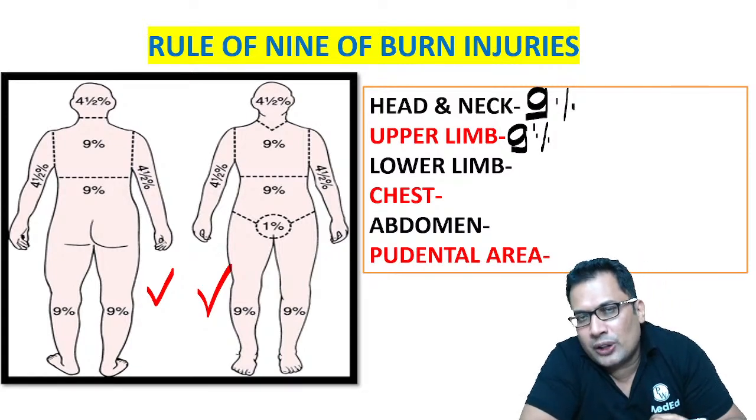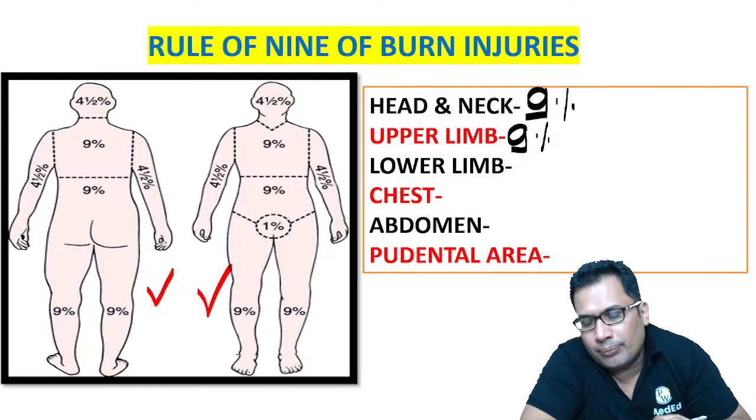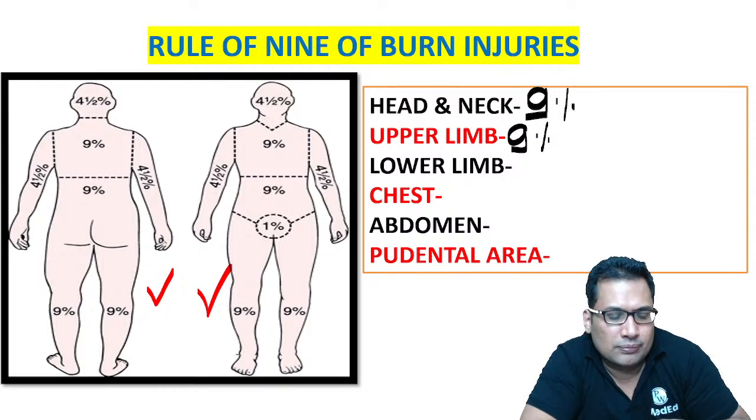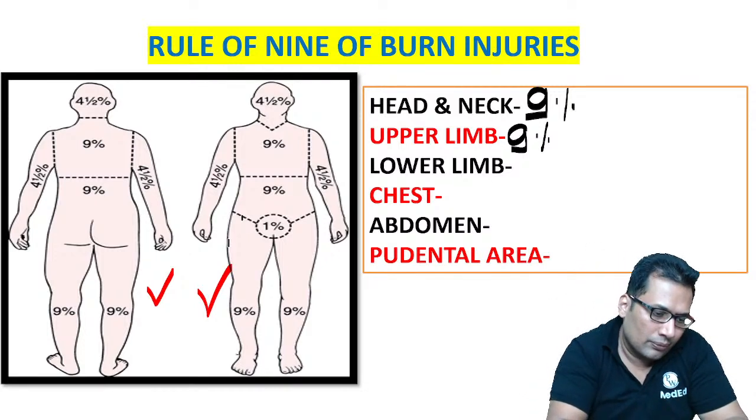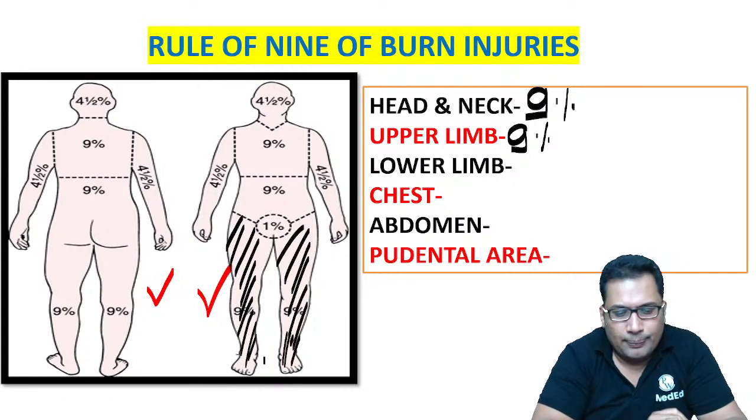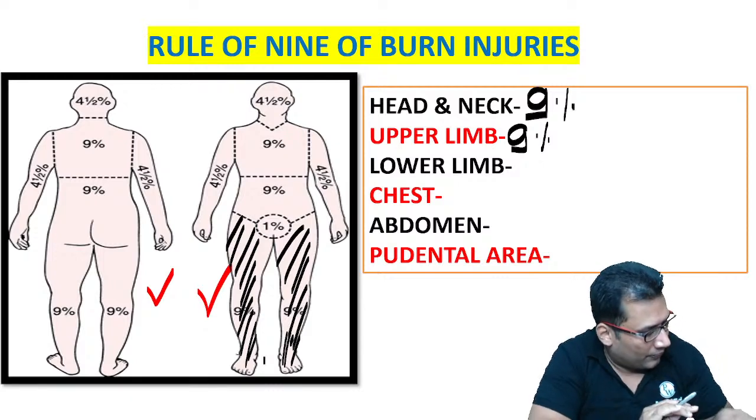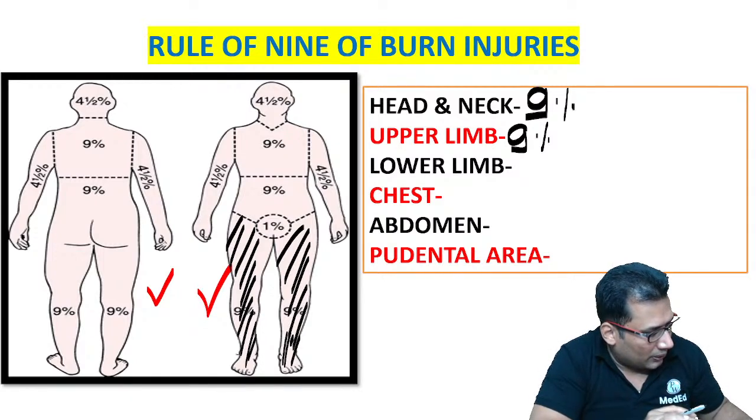The front is 4.5, back is 4.5. Anybody, one lower limb, how much is the surface area? One lower limb, front and back, how much is the percentage? Come on guys.